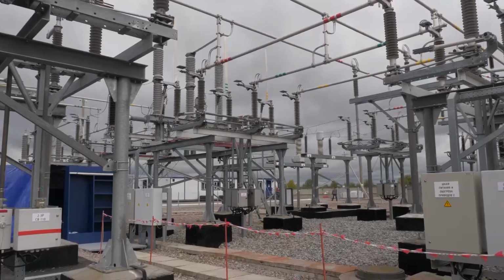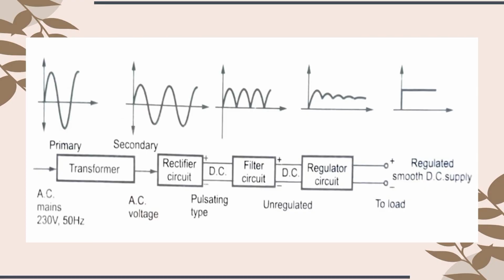Then the second device is the rectifier circuit. The secondary winding gives the step down voltage, and that is given as an input to the rectifier circuit. Now the rectifier circuit converts this AC signal into DC signal. As we can see in the figure, when the rectifier is converting this AC into DC, the DC obtained is not pure DC, but it contains some ripples. So that is why this type of DC signal is called pulsating DC.